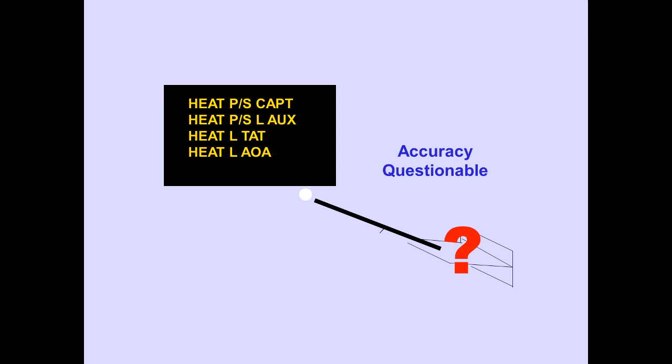The ICAS advisory message, heat, followed by the name of the probe or vane, is displayed if power is lost to the probe or a heater fails. In icing conditions, the accuracy of information from the affected probe or vane may be questionable. The ICAS advisory message, heat TAT, displayed on the ground means the respective TAT probe heater is powered.